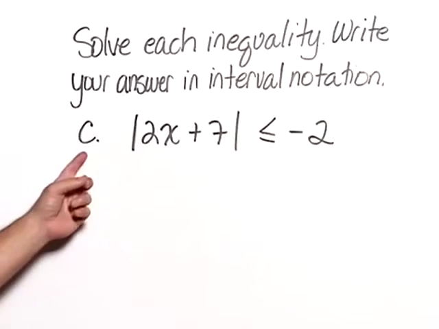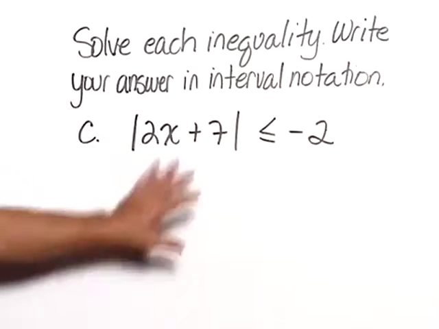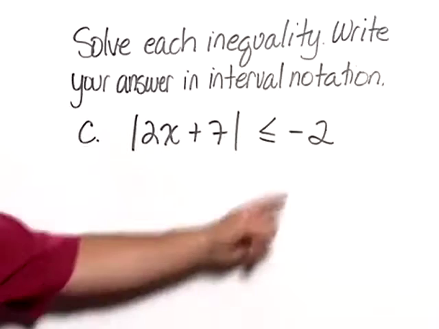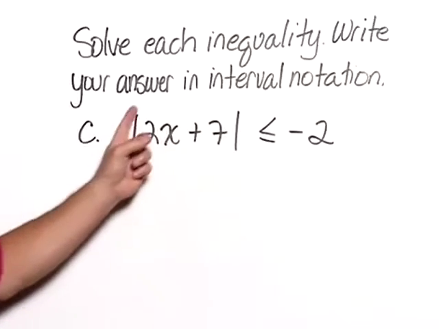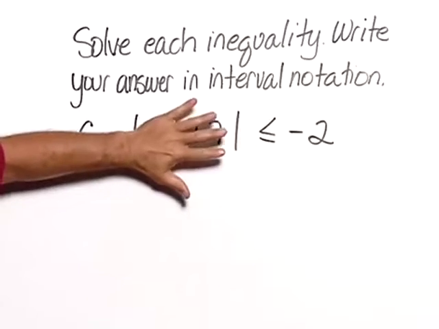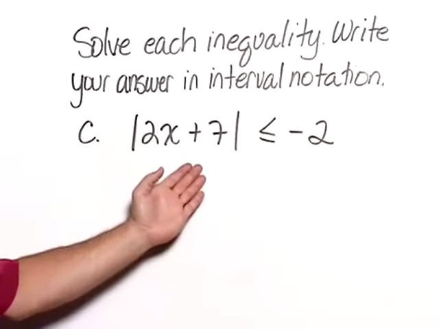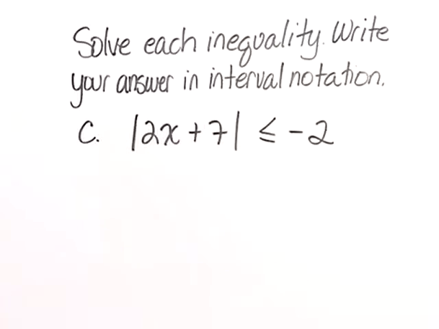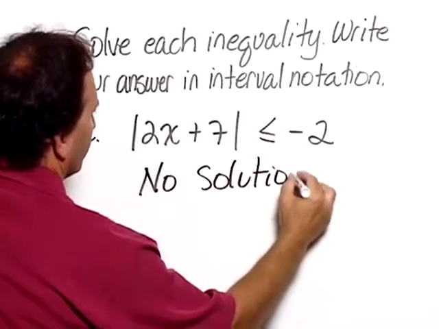Part C, the absolute value of the quantity 2x plus 7 is less than or equal to negative 2. Well, I hope what stands out at you is we have an absolute value expression that's less than a negative number. But you need to remember that all expressions that come out of an absolute value have to be positive. So we have a positive is less than or equal to a negative, and that's never true. And therefore, we write no solution.